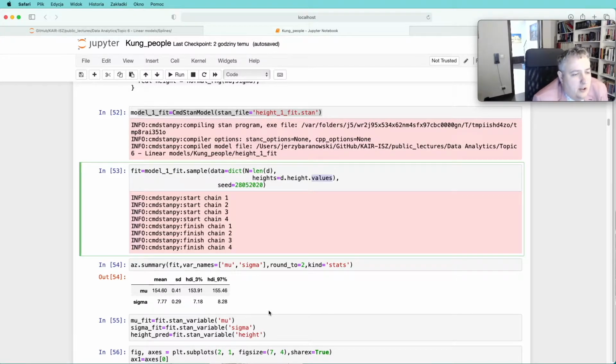So what we've done here is we can see that mu has a very small standard deviation, is generally around 154 centimeters, but sigma of the entire process is between 7.2 and 8.2. So you have around 8 centimeters of uncertainty with some kind of asymmetric distribution.